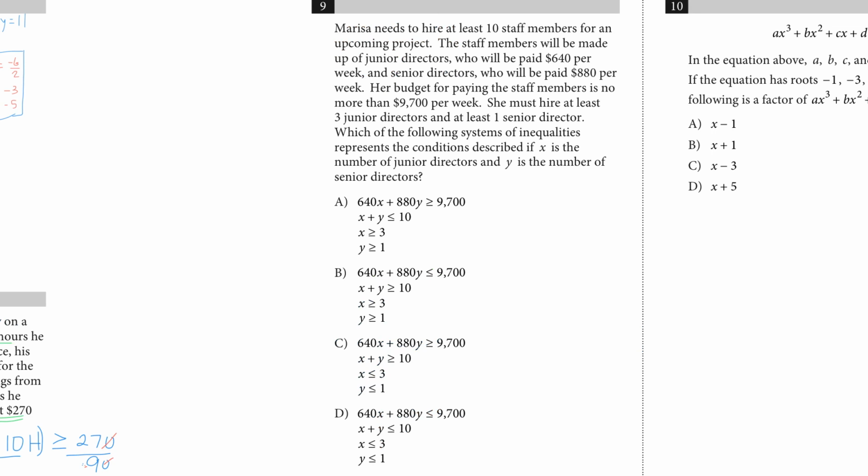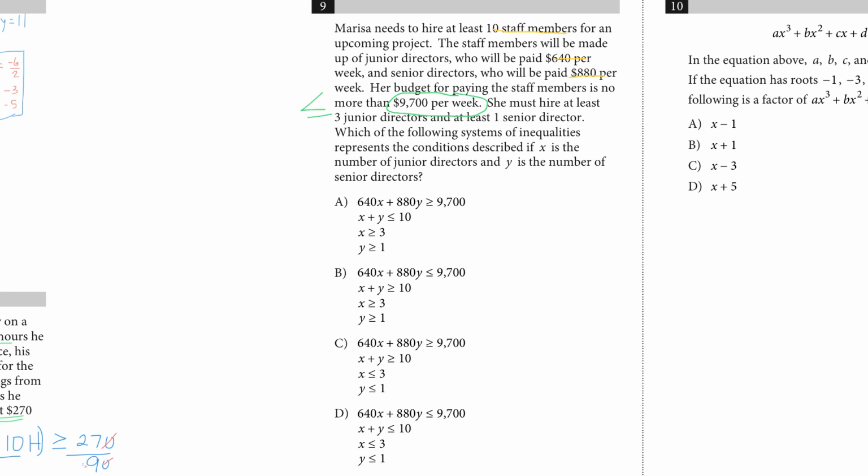Okay, problem number 9 says Marissa needs to hire at least 10 staff members for an upcoming project. The staff members will be made up of junior directors who will be paid $640 per week and senior directors who will be paid $880. So 640 and 880. And her budget for pay is no more than 9,700. So this is her budget, so it has to be less than or equal to that amount.